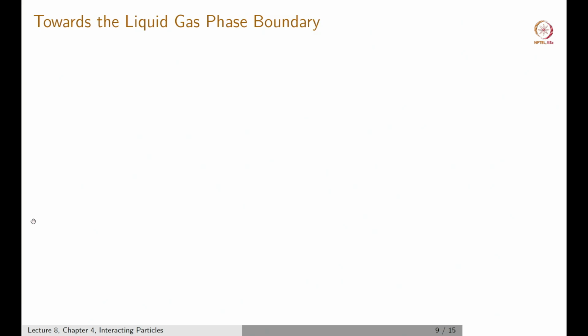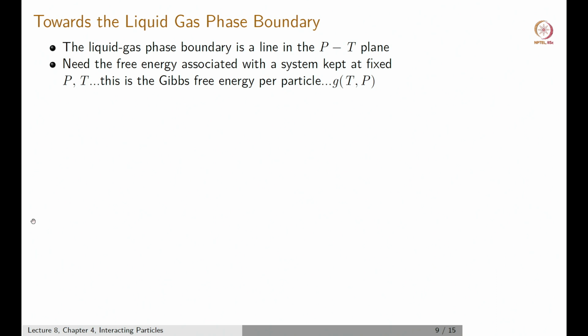Okay, good. So we have established that there is a critical point, and from the PV curve and the fact that there is an unstable region in the PV curve, we have guessed that there are two phases below the critical temperature. And now we would like to find out what is the phase boundary. If I look at, for example, the PT plane, where will I get the transition from the liquid phase to the gas phase or whatnot? Okay. So the liquid gas phase boundary in the PT plane is what we are after.